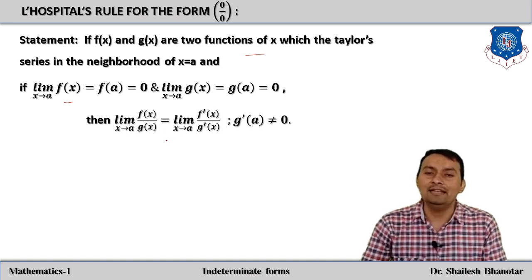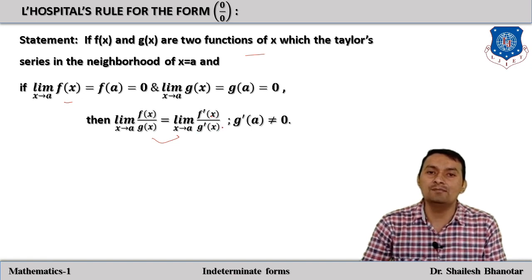That means there is no conclusion, so we have to apply L'Hopital and take the derivative of the numerator as well as the denominator. So the limit as x tends to a of f dash x divided by g dash x, provided g dash at a is non-zero. So let us see the proof of this statement.